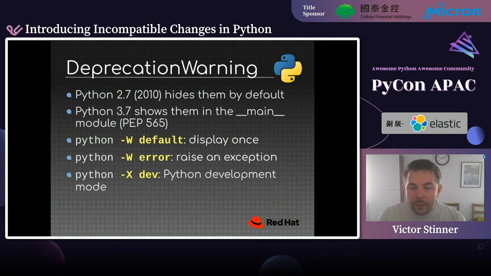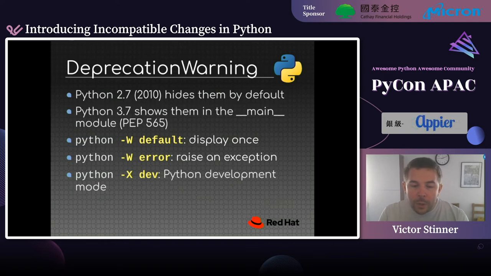To display these warnings, you can pass -W default. In that case, the warnings are displayed once. Or if you want a strict mode, you can pass -W error. In that case, it does raise an exception.